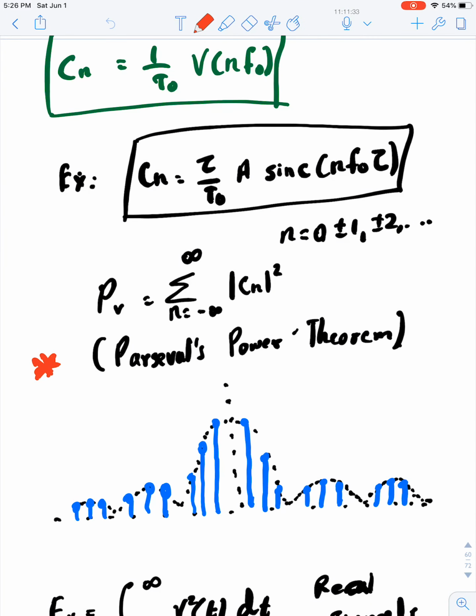This is Purcell's power theorem. Purcell's power theorem says the sum of Cn square, n from negative infinity to infinity, equals 0 plus 1, which is 1.